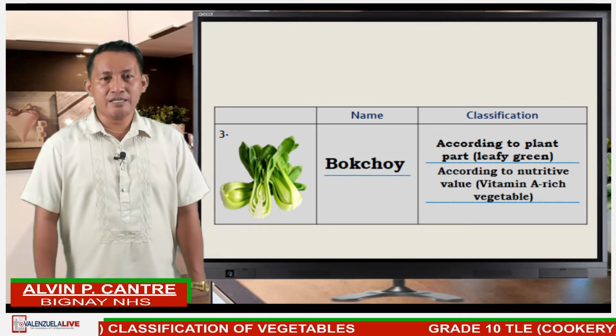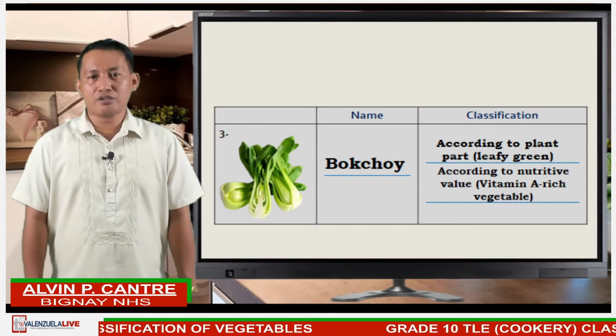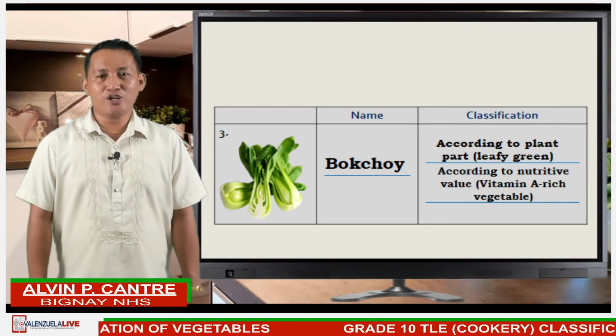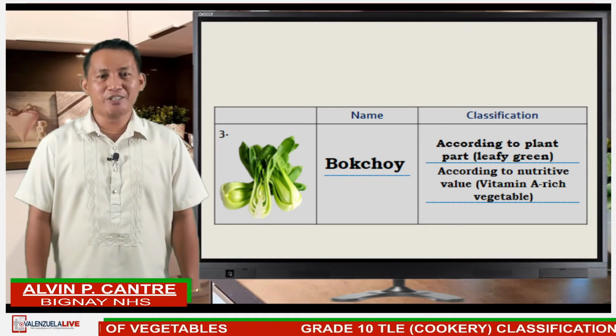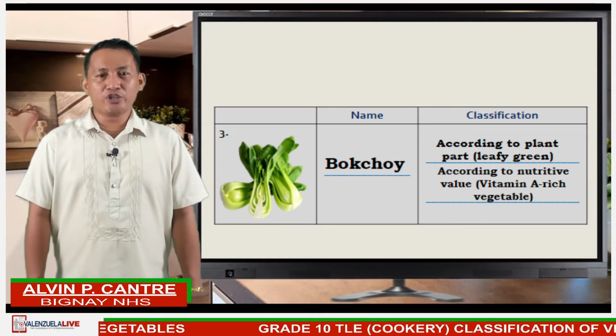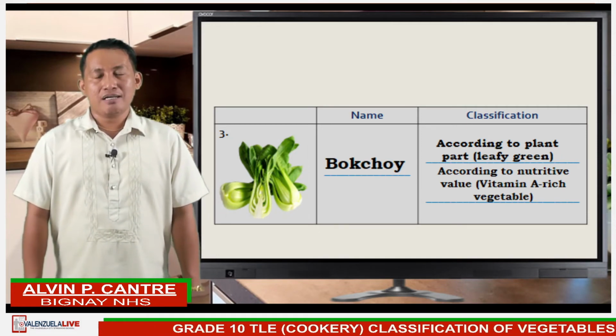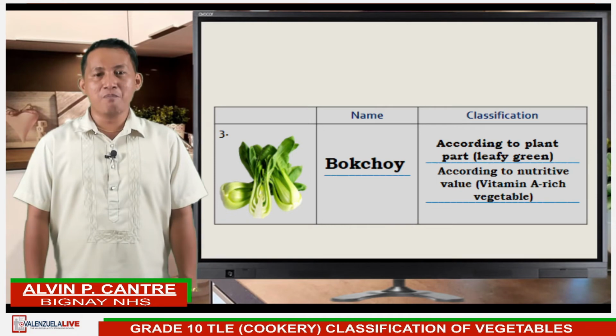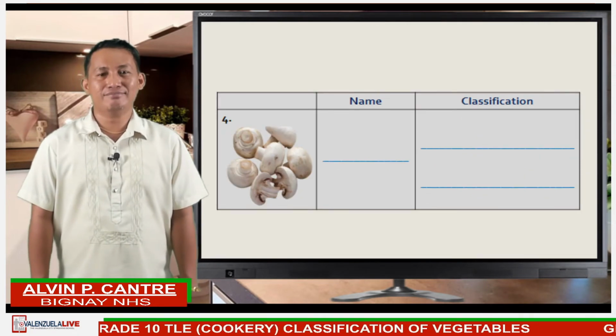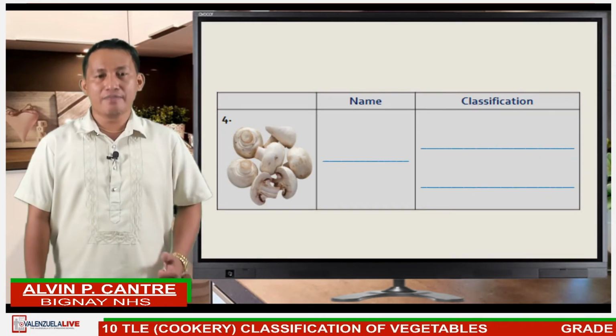And number 3 is an image of bok choy. Its classification is according to plant part, leafy green, and according to nutritive value, vitamin A-rich vegetable. Now, let's move to number 4. Your 5 seconds starts now.